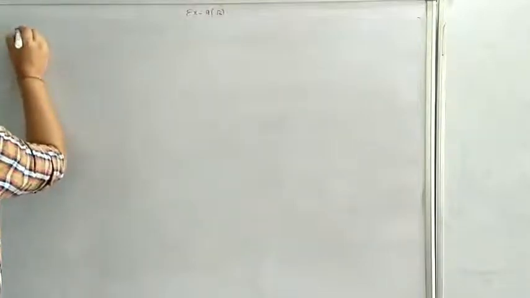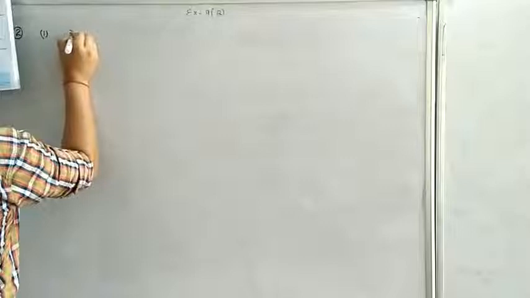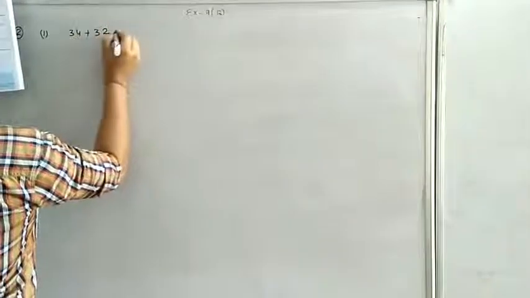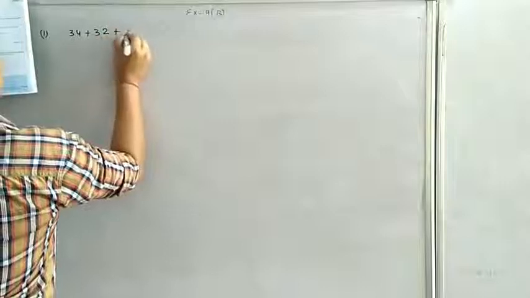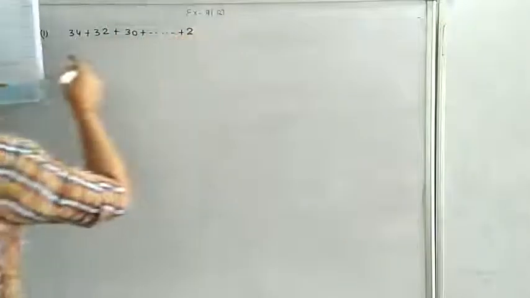Okay, the next question is the same question, question number 2. Find the sum. The AP is given here: 34 plus 32 plus 30 plus dash plus 2. The question is, find the sum.